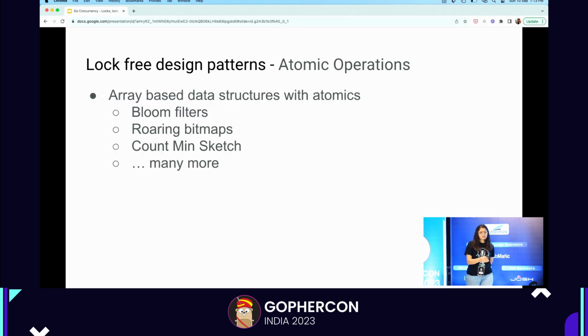So these are some of the array-based data structures which are built, and most of the implementations you find are log-based, but this can be very easily done with atomics and CAS. These are some of the data structures. We'll look at one of the data structures as a case study.